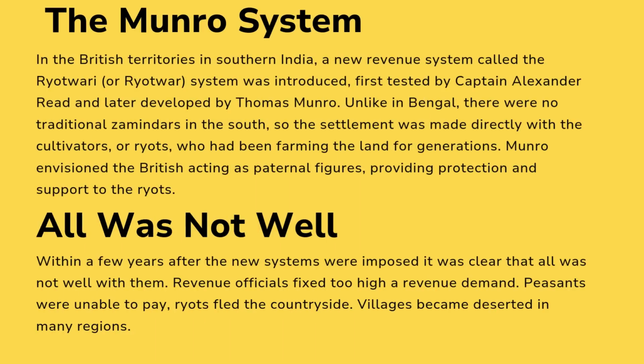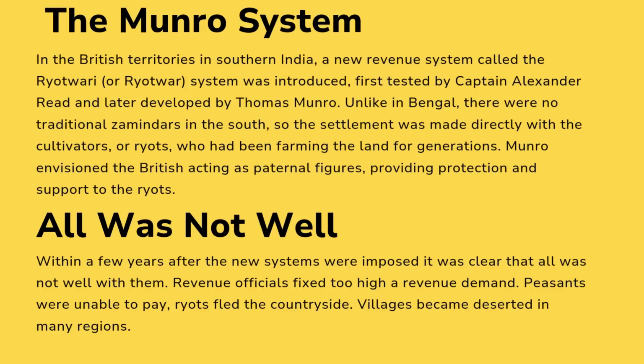The Munro system. In the British territories in southern India, a new revenue system called the Ryotwari system was introduced, first tested by Captain Alexander Reid and later developed by Thomas Munro. Unlike in Bengal, there were no traditional zamindars in the south, so the settlement was made directly with the cultivators, or ryots, who had been farming the land for generations. Munro envisioned the British acting as paternal figures, providing protection and support to the ryots.